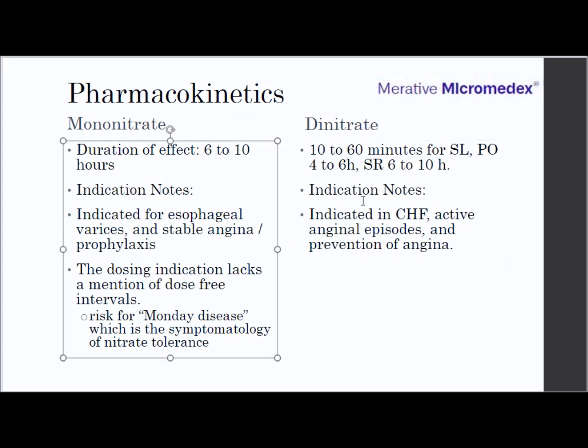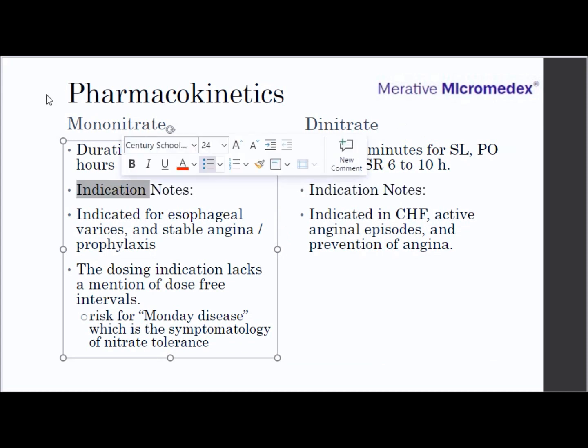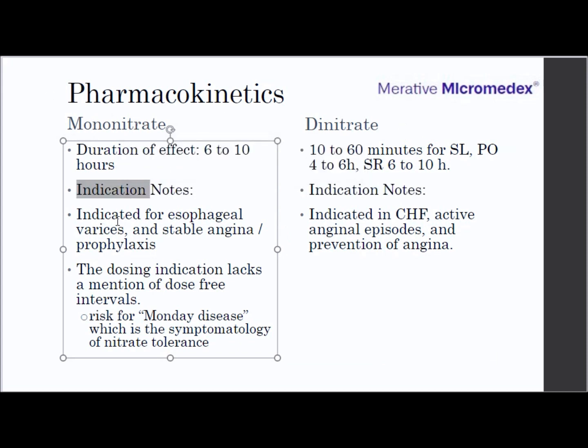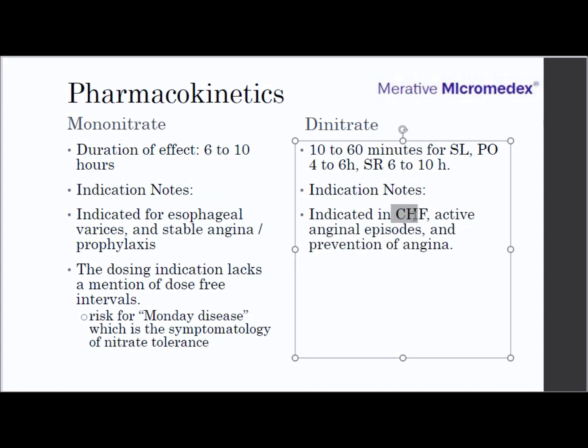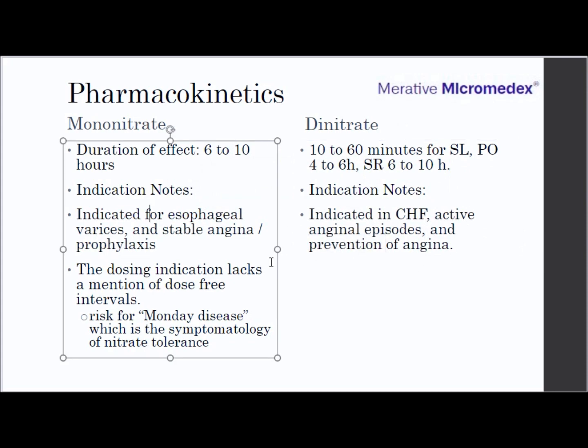Important indication notes for both of these, okay? So first, for mononitrate, it is indicated for esophageal varices, stable angina / prophylaxis. The indications for dinitrate, it is indicated in heart failure. So, active anginal episodes and prevention of angina.